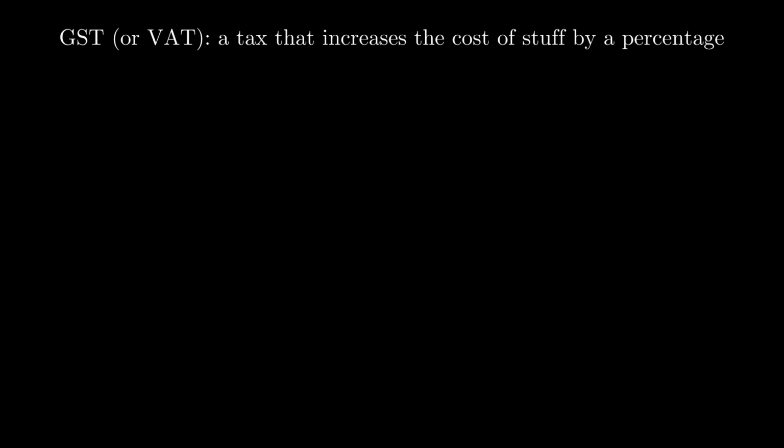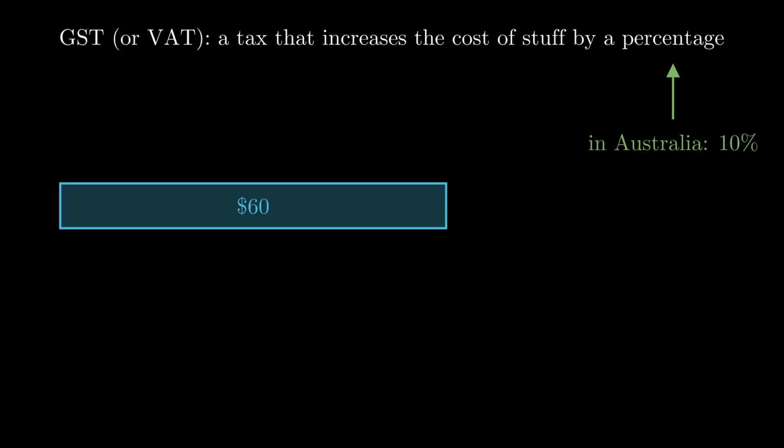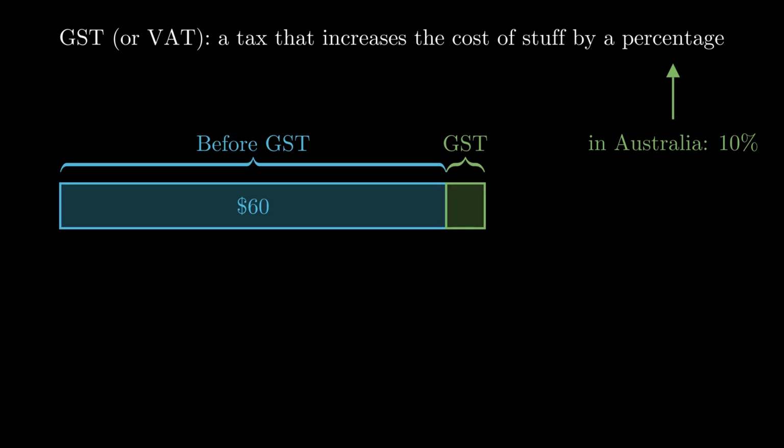That's what the G, the S and the T stand for. And it's a tax that will effectively increase the cost of stuff by a percentage. In Australia, it's called GST, and this percentage is 10%. So if I've got something whose initial value is $60, say, we might call this the before GST price, before the tax has been added to it.